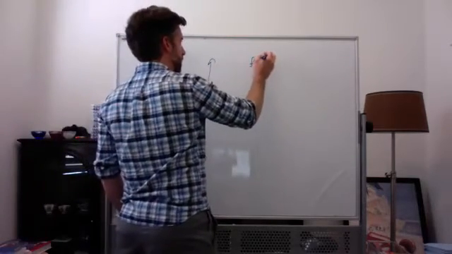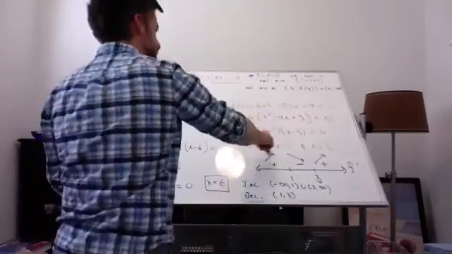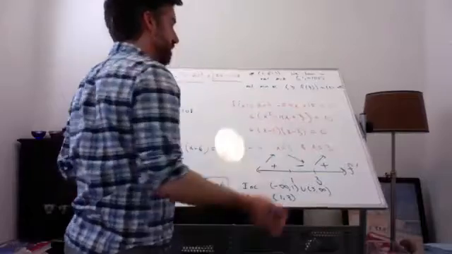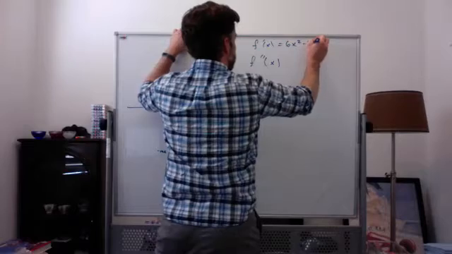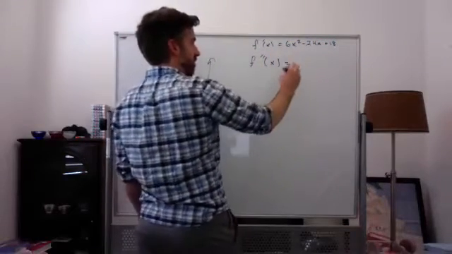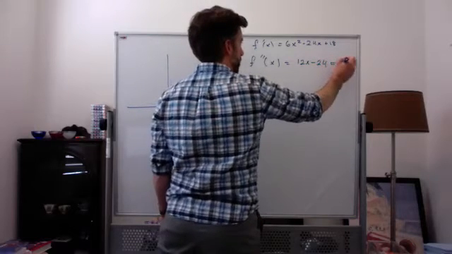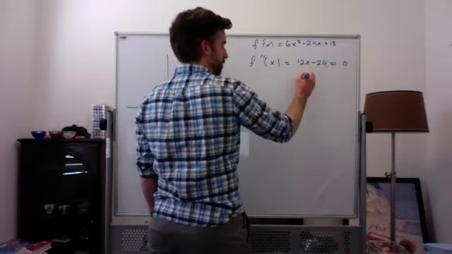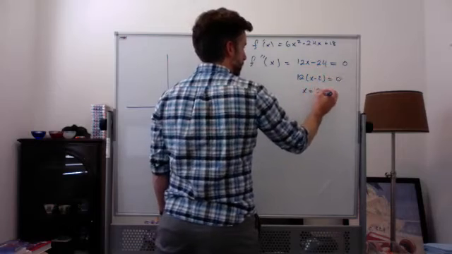So finding the second derivative, I should probably have the first derivative again. The first derivative was, let's write the unfactored form, 6x squared minus 24x plus 18. And the second derivative, the derivative of the first derivative, is 12x minus 24. We set that equal to 0, we can factor out a 12, and we get x equal to 2.